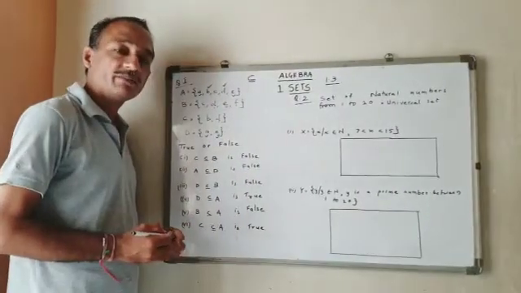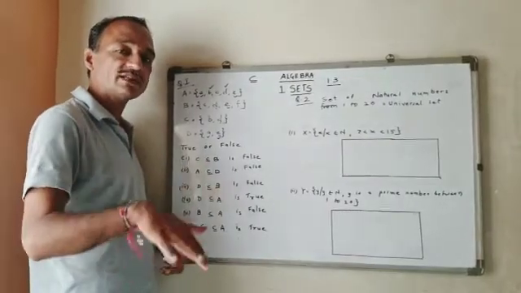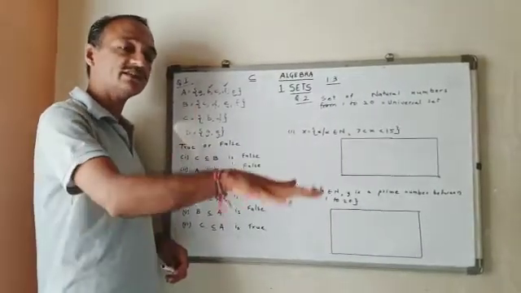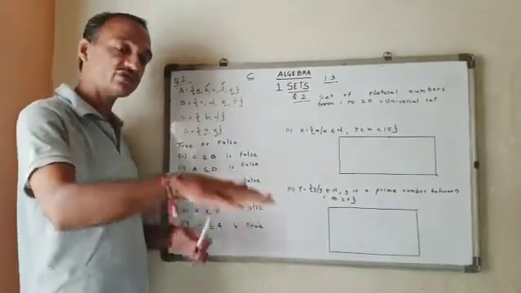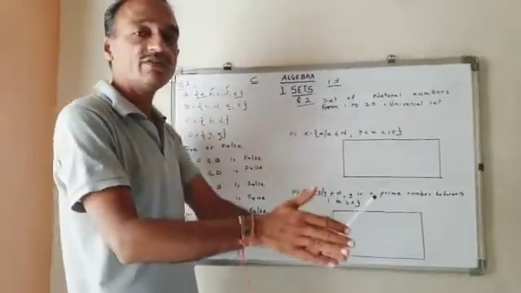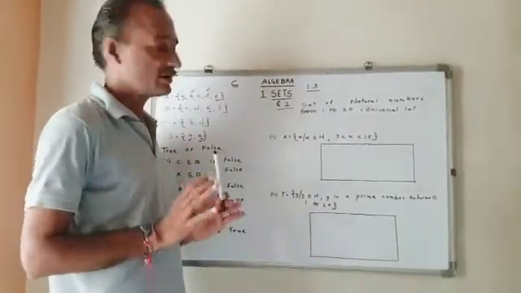Let me give you one more example. Nalasopara is a subset of Vasai Taluka. Vasai Taluka is a subset of Palghar district. Palghar district is a subset of Maharashtra. So similarly, Nalasopara is a subset of Palghar district.